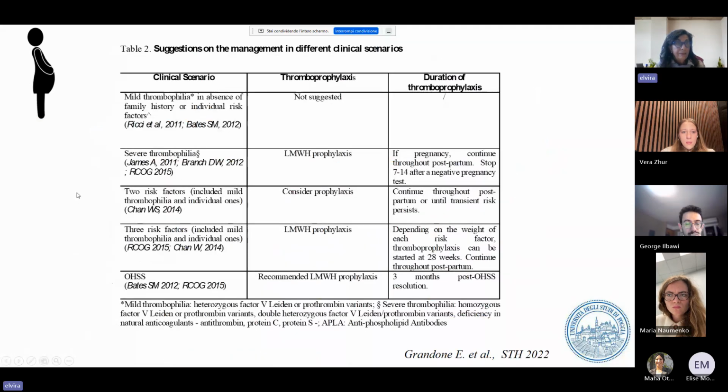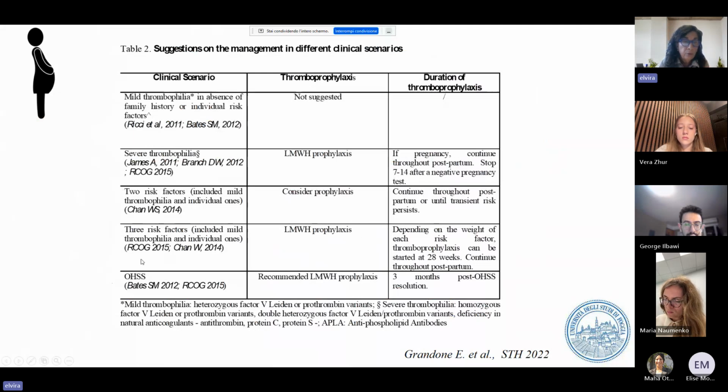But we have so many gray, so-called gray area, because as I anticipated, we do not have much information about the weight of each single risk factor for our setting, different settings of patients. So what should we do, for instance, in presence of 2 or 3 risk factors, including mild thrombophilia, or some comorbidities, or age?